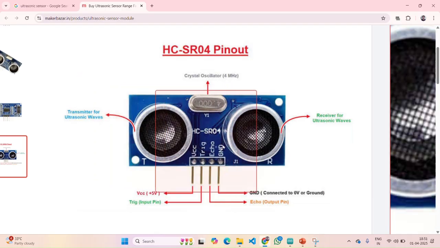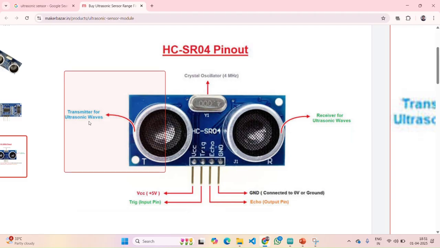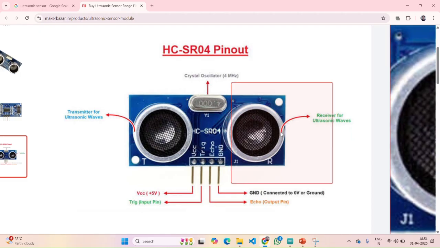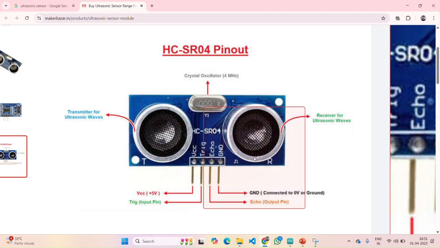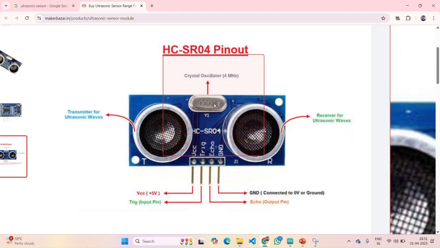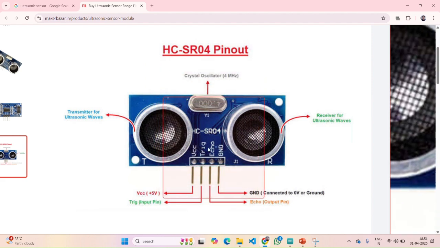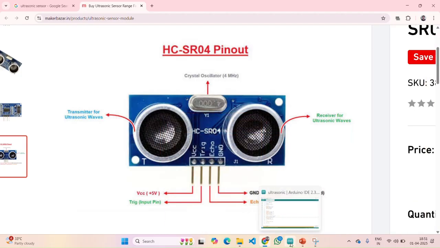And here you can see it is like two eyes, right? One is for transmitting ultrasonic waves and another is the receiver of ultrasonic waves. That's why one end is written as T and the other end is written as R. And this is the crystal oscillator, as we are considering sound waves, nothing but echo. Now let us jump into the program.